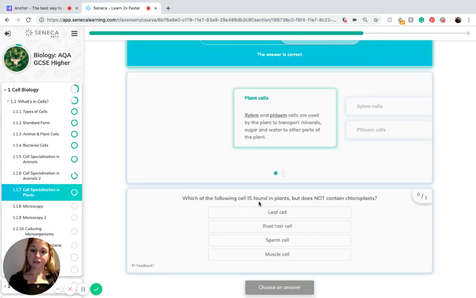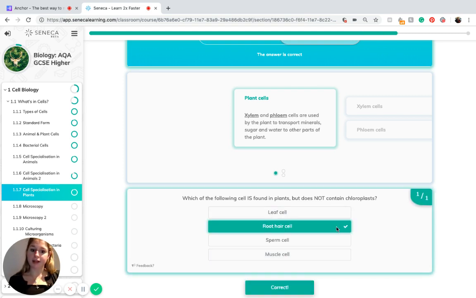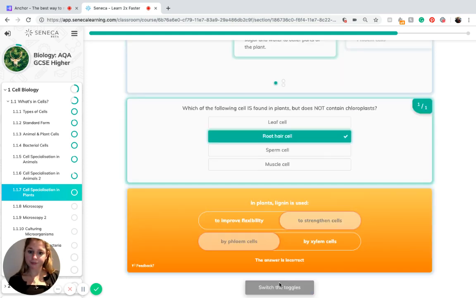So, which of the following cells is found in plants but does not contain chloroplasts? So, we know that leaf cells and root hair cells are found in plants, and sperm cells and muscle cells are found in animals. Whereas we know that root hair cells do not contain chloroplasts as they are underground. So this must be the correct answer.